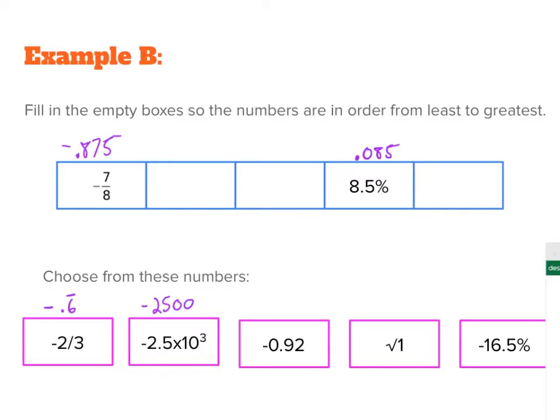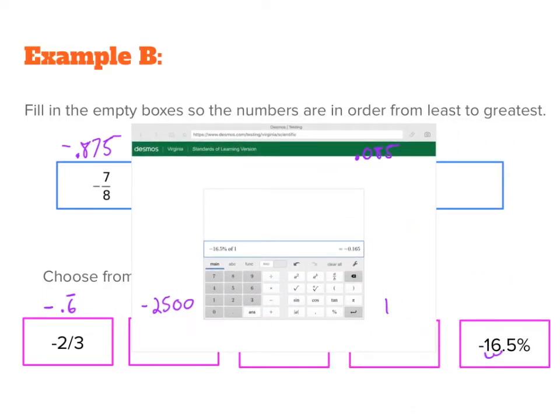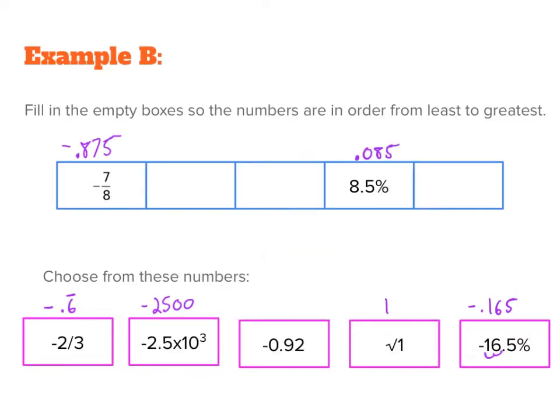The square root of 1, we could bring in our calculator for that, but the square root of 1 is 1. 1 times 1 is 1. And then again, we can bring in our -16.5%, and either we can move our decimal 2 places to the left, like we know our trick to be, or if I've forgotten that, I can bring in my calculator for -16.5% of 1, and when I type that in, I get -0.165. So now that I have all of my numbers converted, let's see which ones are going to fit where.